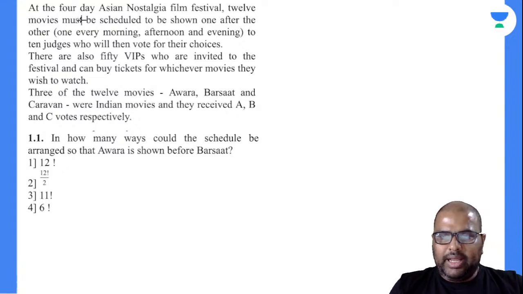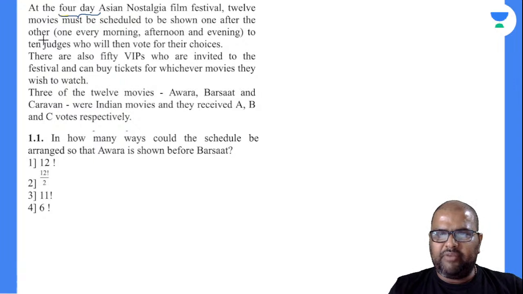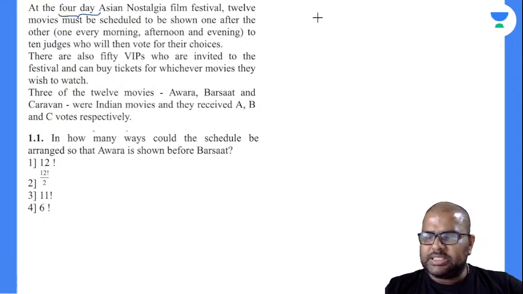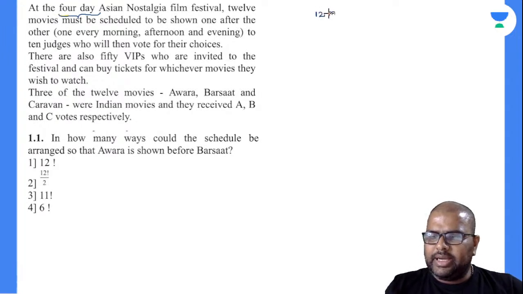At the 4-day Asian Nostalgia Film Festival. Now, this film festival happened for 4 days, it seems. At the 4-day Asian Nostalgia Film Festival, 12 movies must be scheduled to be shown one after the other, one every morning, afternoon, and evening to 10 judges. So, totally, how many movies are there? 12 movies, it seems. I'll write down the data here. Right? So, how many judges are there? 10 judges are there.